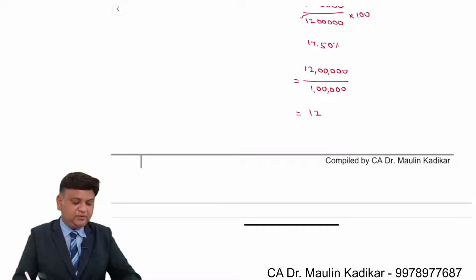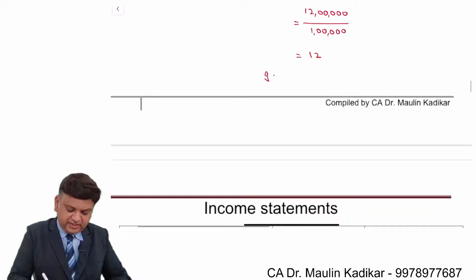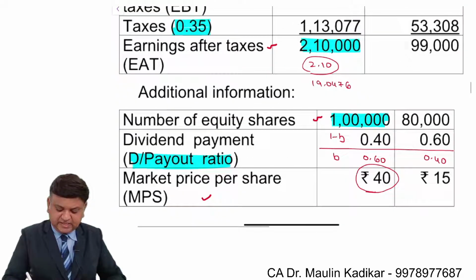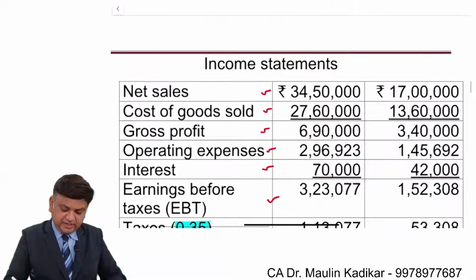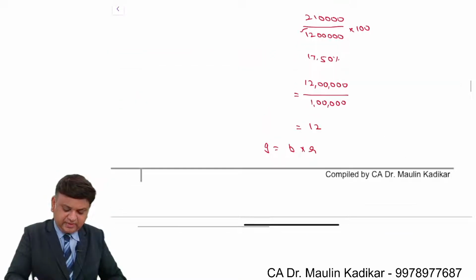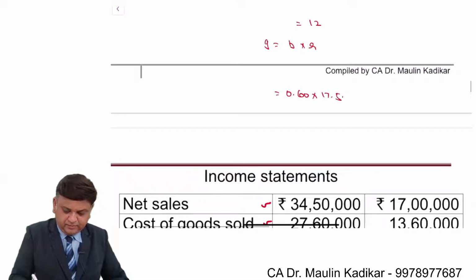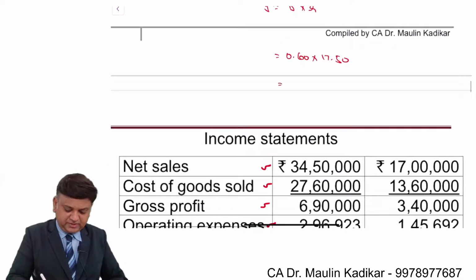Next is the calculation of the growth rate. Dear students, the growth rate is calculated as B into R. B stands for the retention ratio. We understand that the retention ratio is 0.6. The rate of earning just calculated by us is 17.5%. So 0.6 into 17.5, the product of both of them, is 10.5%.